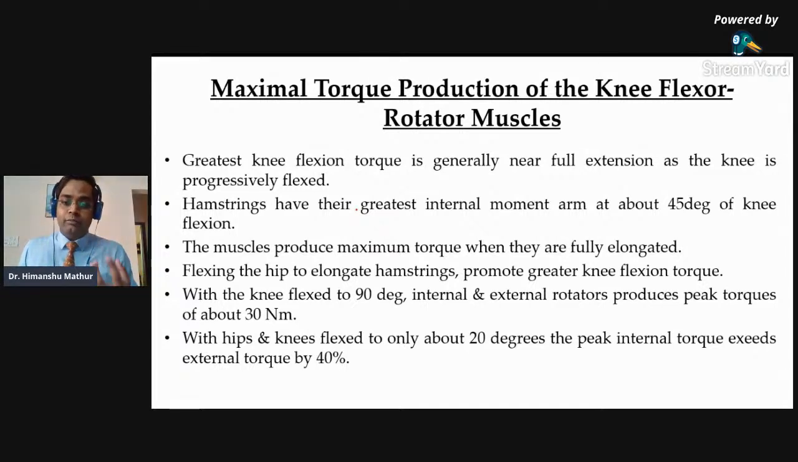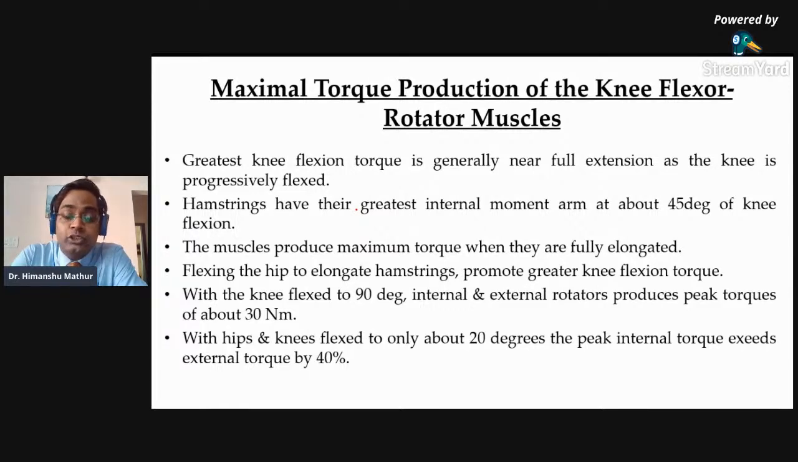At that point, hamstring can generate the maximum amount of torque. The muscles produce maximum torque when they are fully elongated. I gave you two reasons behind that. Now, flexing the hip to elongate hamstring promotes greater knee flexion torque. That is because of the stretch reflex activation that we had talked about. Flexing the hip to elongate hamstring. I just read that.